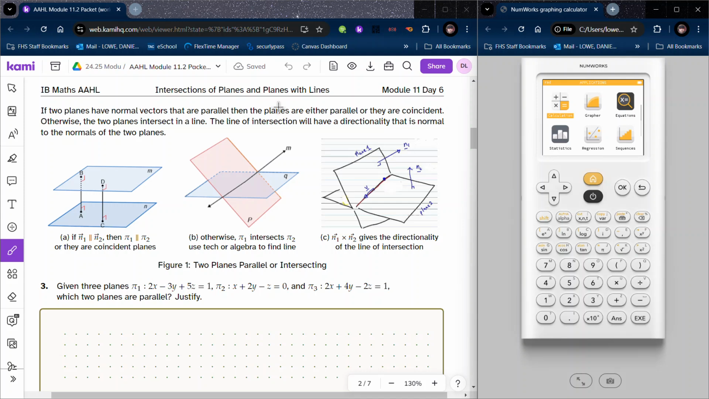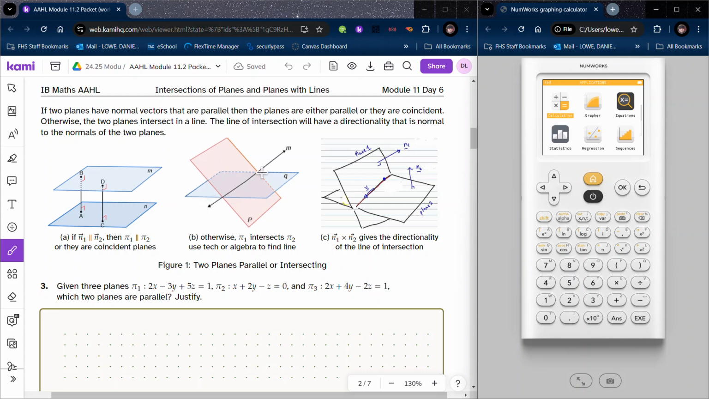So we're continuing to work with the intersections of planes and planes with lines. It's important to recognize that if you've got two planes and their normal vectors are parallel, then those planes are either parallel or they're coincident. So either they're the same plane, occupying the same 3D space, or the planes are parallel and non-intersecting. Otherwise, the two planes will intersect in a line.